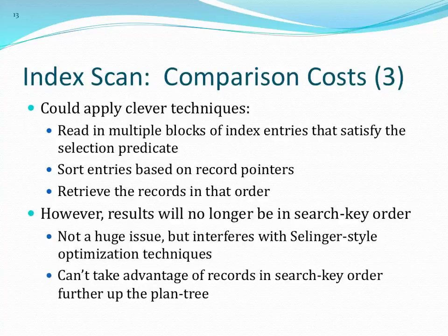The only issue, of course, is that the records are no longer in search key order, which may cause you to lose other benefits down the line. Remember we talked about Selinger optimization, where you can take advantage of records emerging in a particular order from plan nodes to optimize things higher up, like group by, duplicate elimination, things like that. And obviously, using a technique like this destroys the search key ordering on your records coming out of the index. So again, you have to balance these things. A good optimizer will consider these various options, figure out the best one, and use that. Okay, questions?